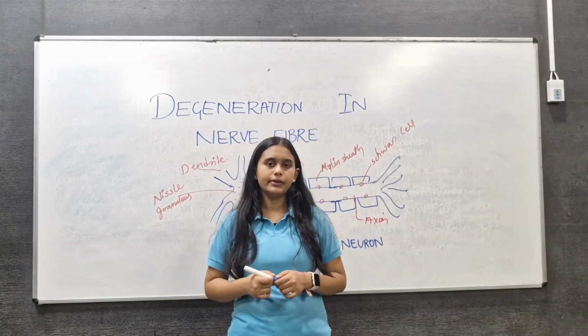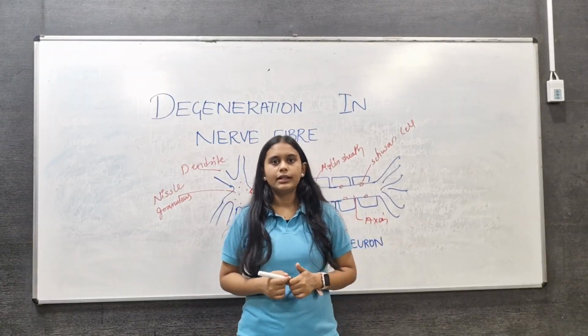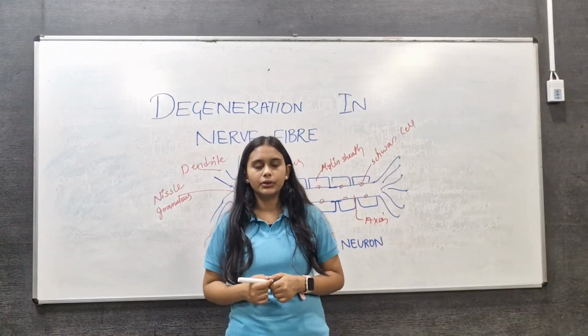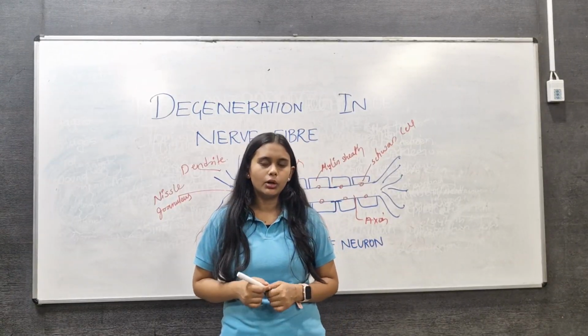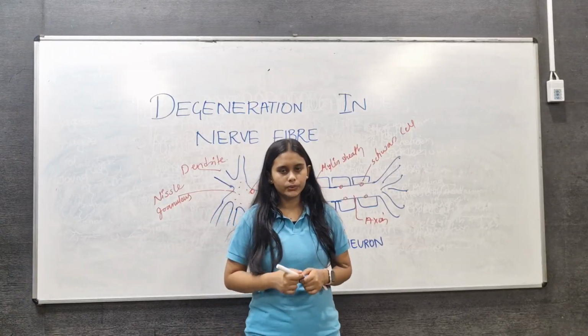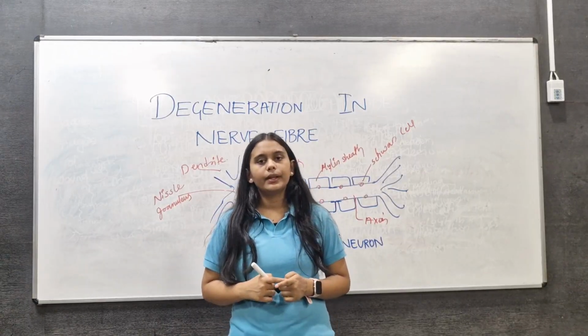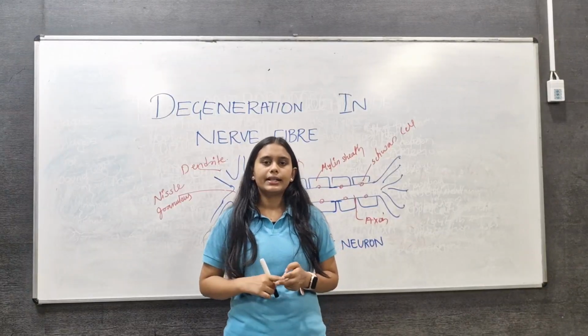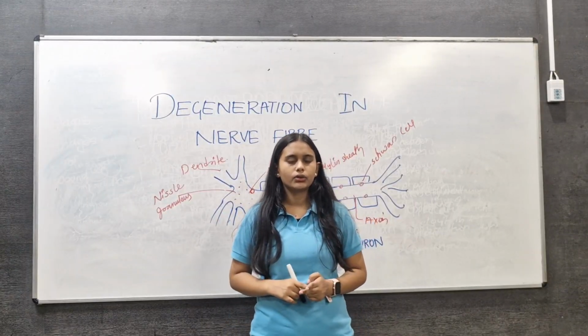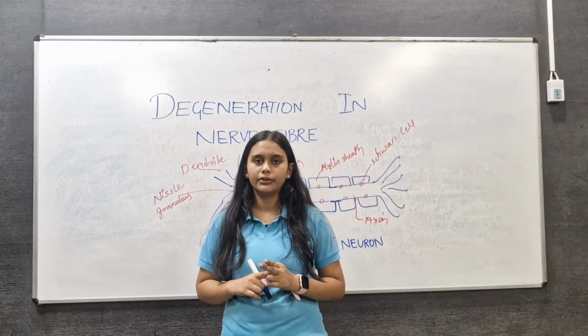But before that, we will see what is a neuron. A neuron is the structural and functional unit of the nervous system, which is similar to any other cell of the body but differs in two ways. First, it has branches or processes known as dendrite and axon, and second, it does not have any centrosome, so it cannot undergo division.